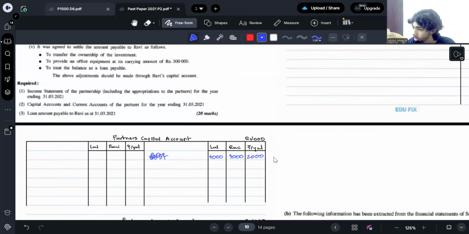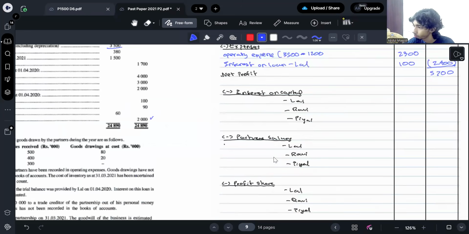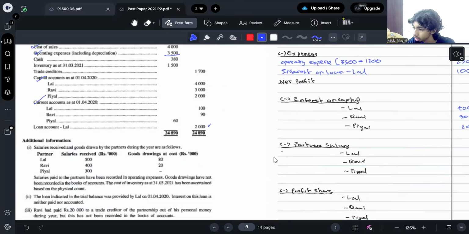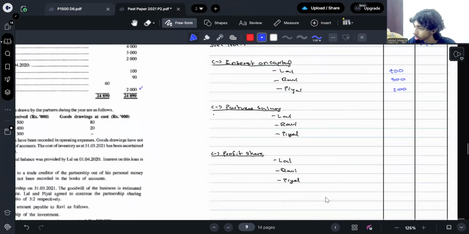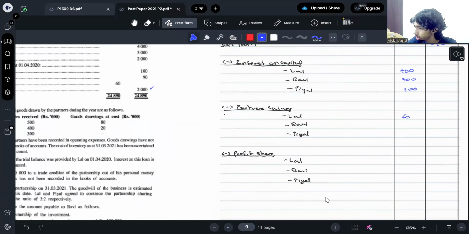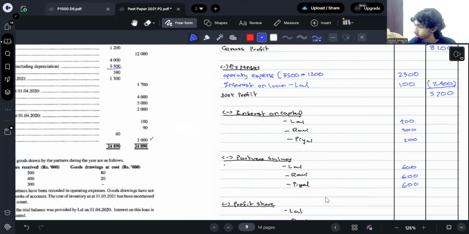Now interest on capital 10% on opening balance. So 10%, 400, 300, 200. Partner's salary: every partner is entitled to a monthly salary of 50. Then annually 600,000. Salary 600, 600, and 600. Okay. So here it's 900, 1,800. So 5,700 minus 900 minus 1,800, that will give you 3,000.